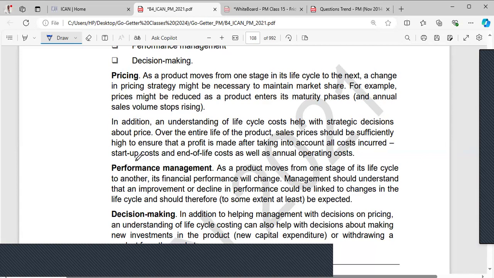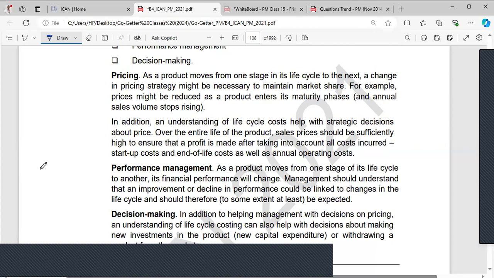In addition, an understanding of the life cycle helps with strategic decisions about pricing. Over the entire life of the product, the sales price should be sufficiently high to ensure that a profit is made after taking into consideration all costs incurred. And the costs incurred are startup costs, end of life costs, and annual operating costs. So you see that there are three stages of cost. When you take all this into account, the selling price you set is to ensure that you make a profit.